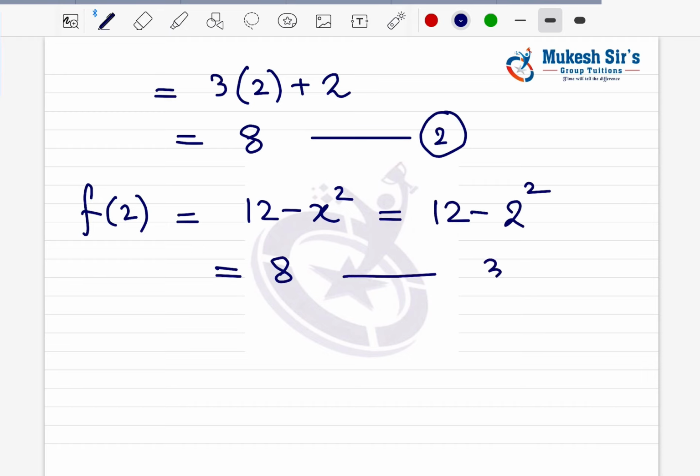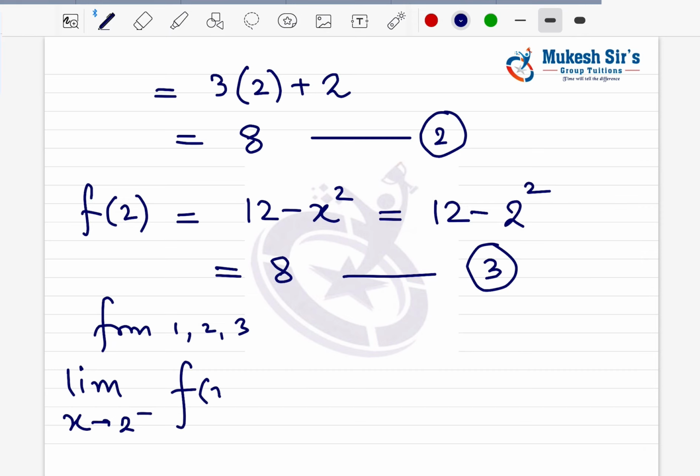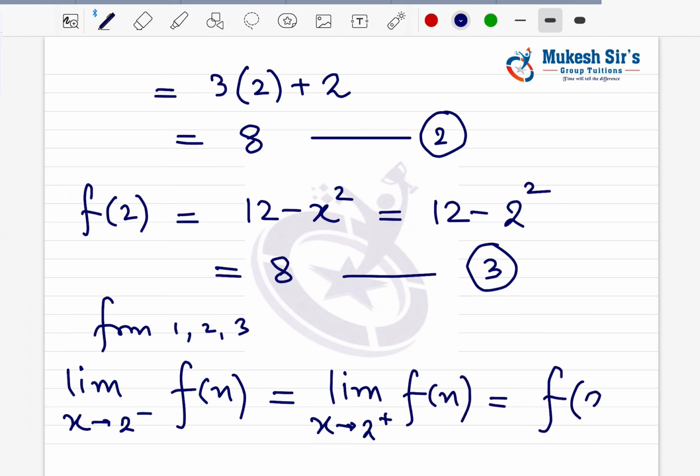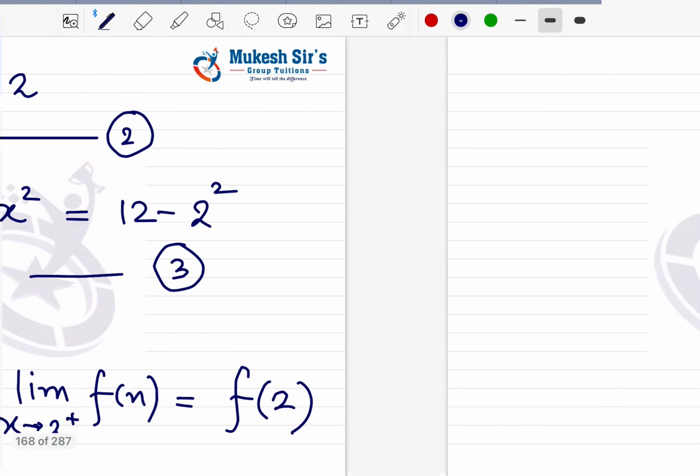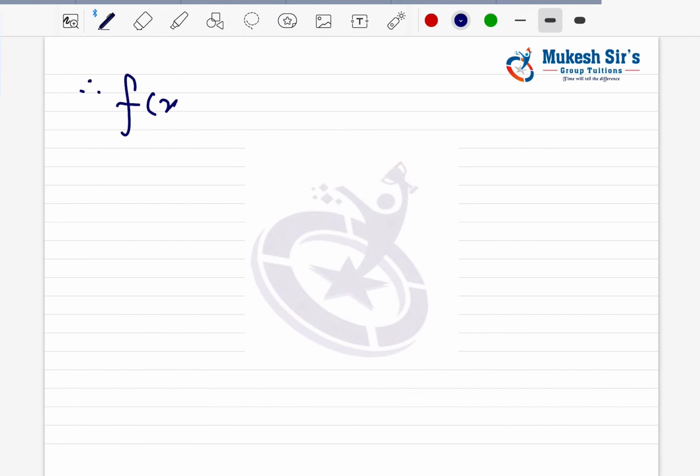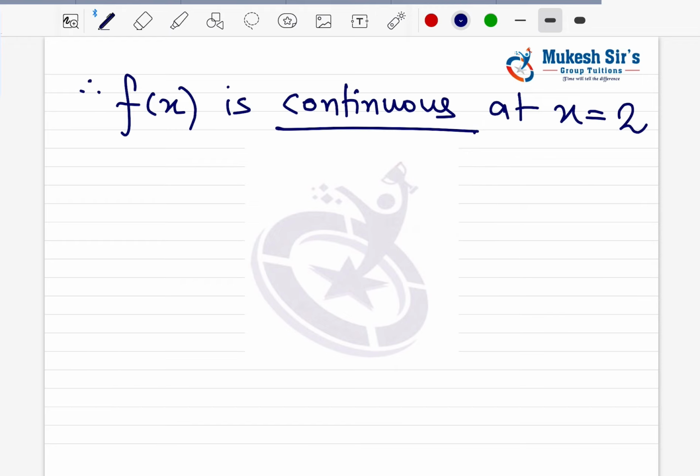Equation 3, right? So you can say from 1, 2 and 3, limit x tends to 2 minus f of x, the left hand limit, was 8. Limit x tends to 2 plus f of x was also 8. And f of 2 is also 8. All three values are equal. If all three values are equal, then you can say therefore f of x is continuous at x equal to 2. So the function is continuous at x equal to 2. The left hand limit is equal to the right hand limit is equal to the value of f of 2. Okay. Now we check differentiability.